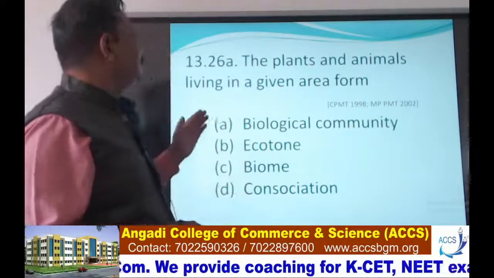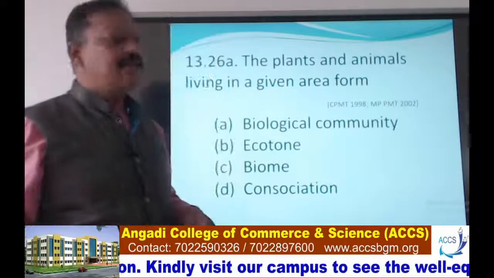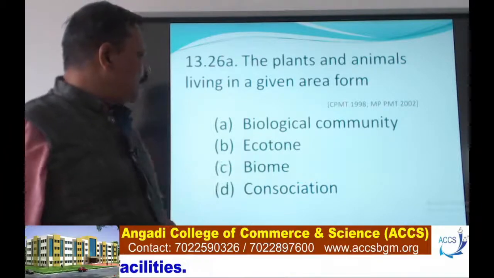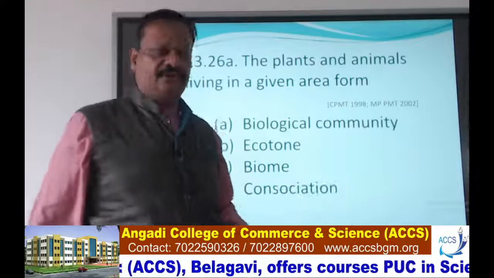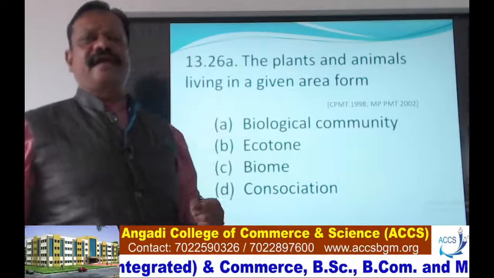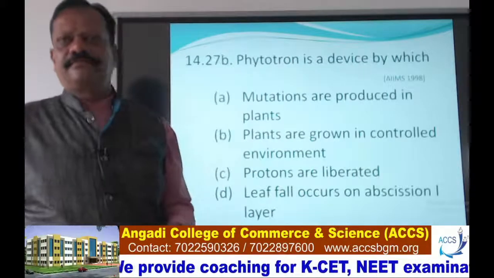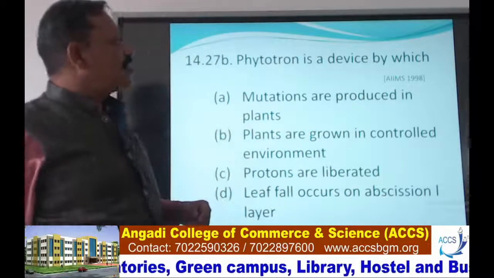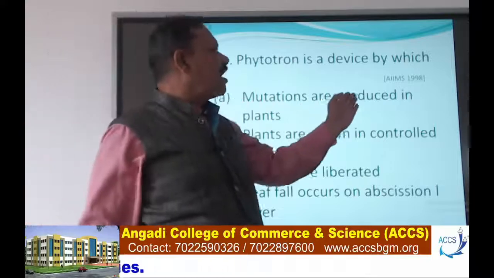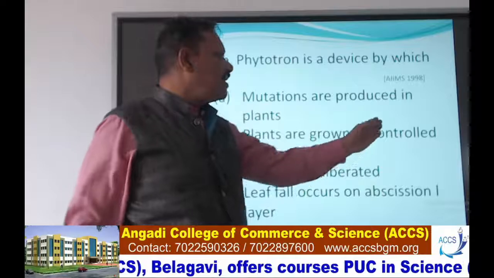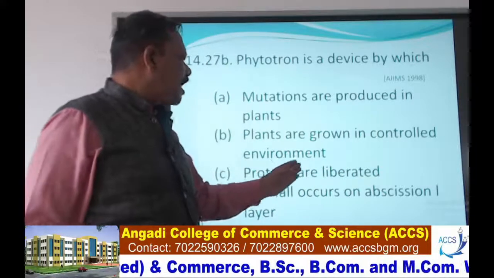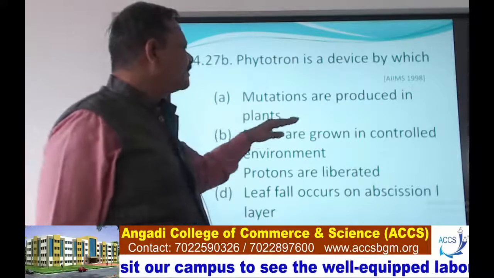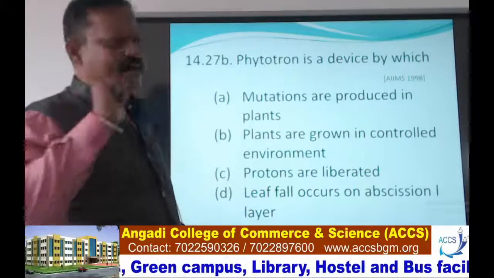The plants and animals living in a given area form. Options: biological community, ecotone, biome, consortium. So here the biological community is the right answer. Option A is the correct one. Next, a phytotron is a device by which. Options: mutations are produced in plants, plants are grown in controlled environment, protons are liberated, leaf fall occurs on abscission layer. So here option B, plants are grown in controlled environment, is the right one. Next.